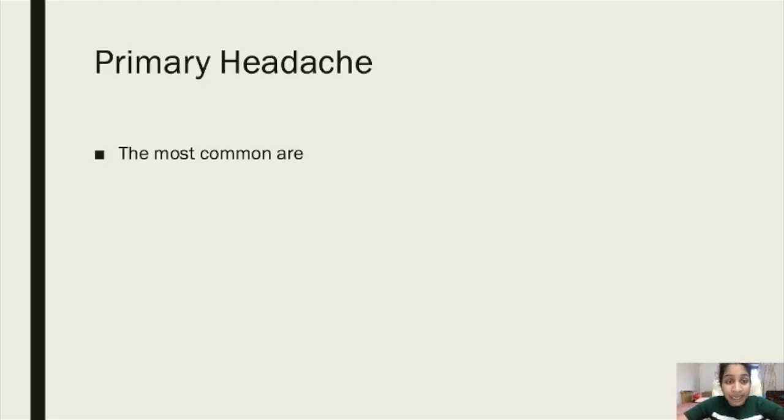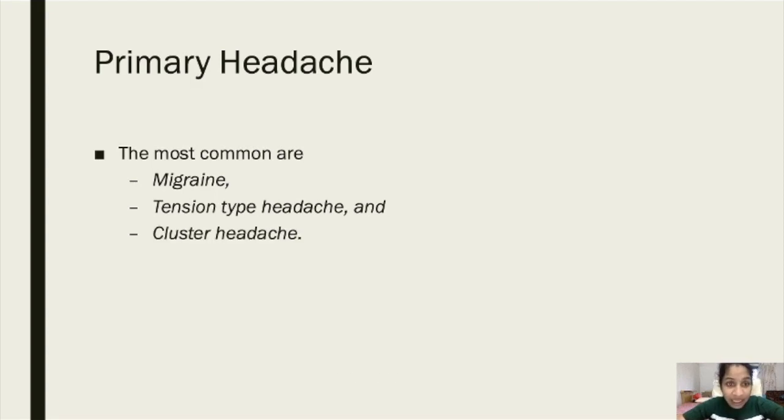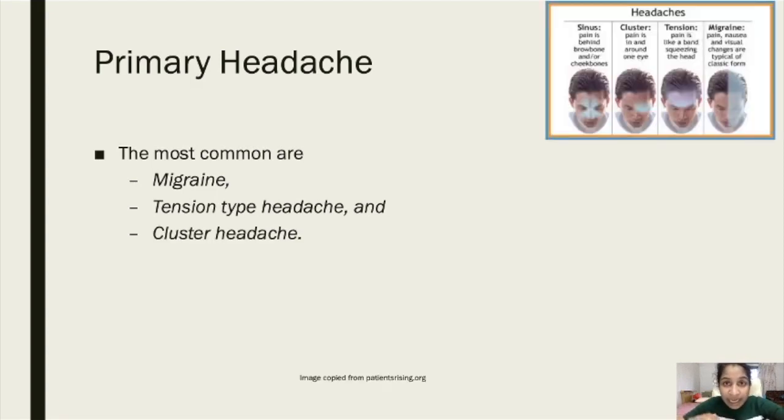So in primary headache, the most common primary headaches are migraine, tension type headache and cluster headache. That umbrella term covers these different types of headache, which are very common. So here you can see the difference between these three. In simple terms, in cluster type the pain is in and around the eye, that is retrobulbar. They will tell it as retrobulbar.